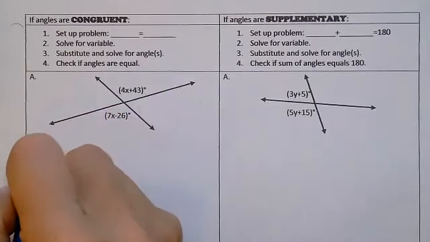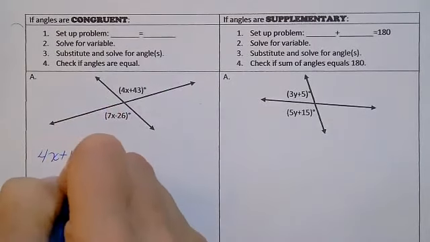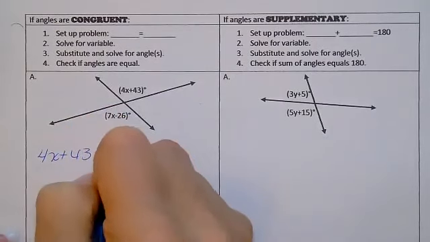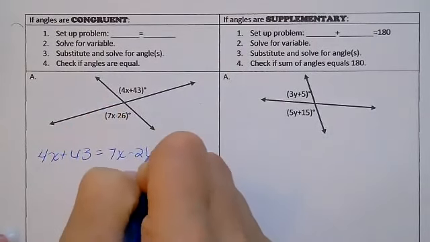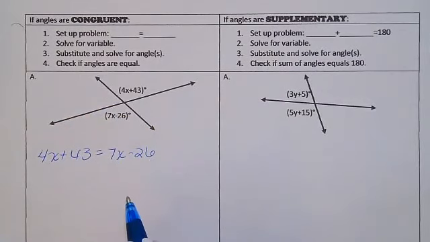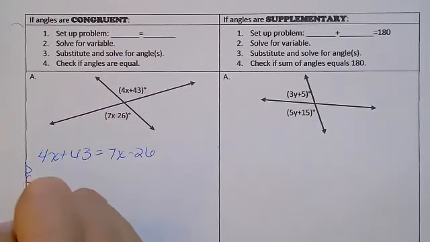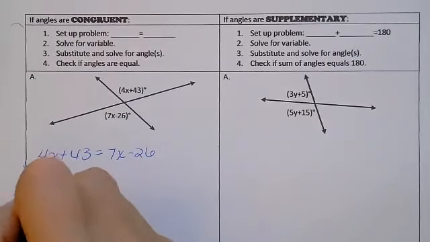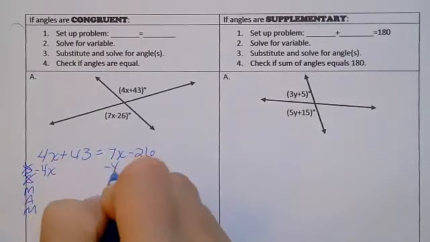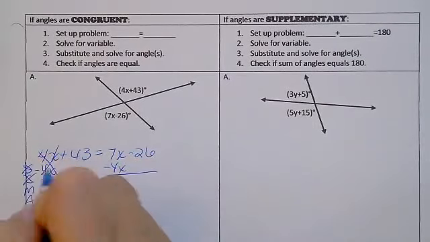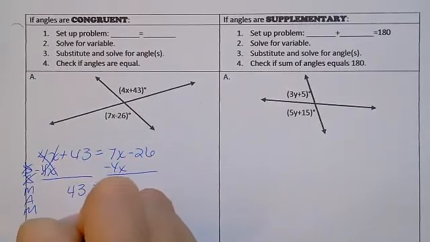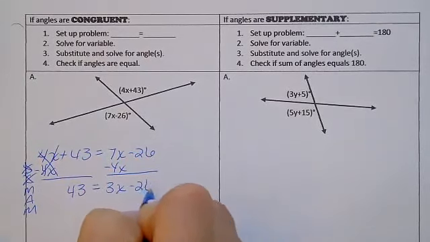All right, so we have 4x plus 43 is equal to 7x minus 27. I'm sorry, minus 26. Okay, don't call me after midnight. Don't need to distribute. Don't need to combine on either side, but I do need to move. So I'm going to move 4x. And I get 43 equals 3x minus 26.